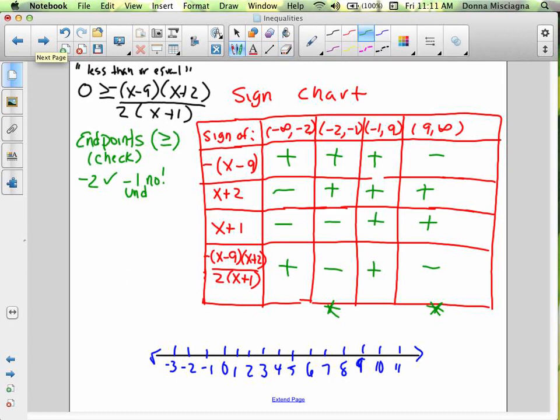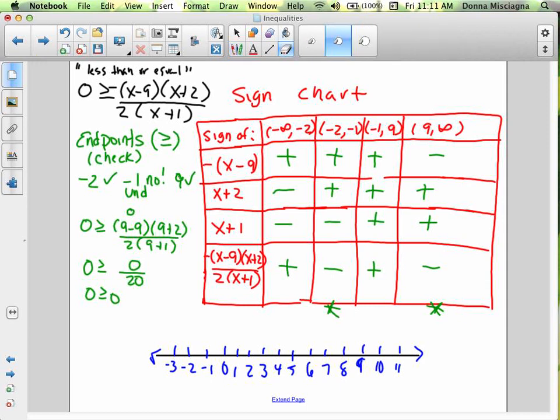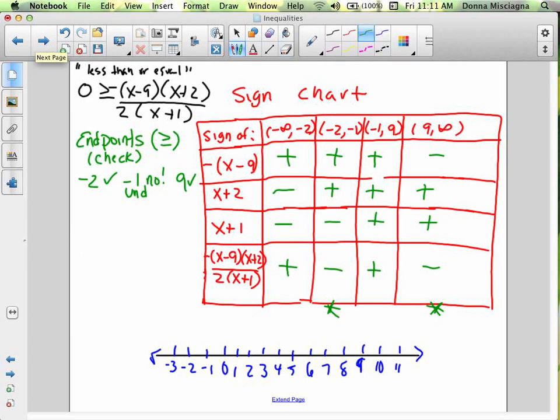How about the last one, 9? 0 is greater than or equal to (9 minus 9)(9 plus 2) over 2 times 9 plus 1. So right away you've got a 0 in the numerator, right? 0 times anything is going to be 0, and the denominator is not 0, so it's all okay. It's 20. So 0 is greater than or equal to 0. 9 is also okay. So two of our endpoints are fine. The one that makes the denominator 0 is not. And if that did not include an equals, none of them would have been good.